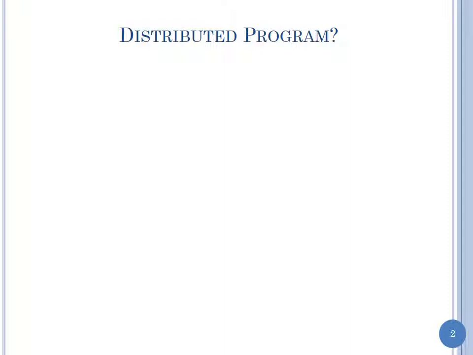Each computer has a resource. Your computer has a resource. So what's a distributed program? How do we define it more precisely? It's a program that can use resources from multiple sources. Okay, that sounds good.